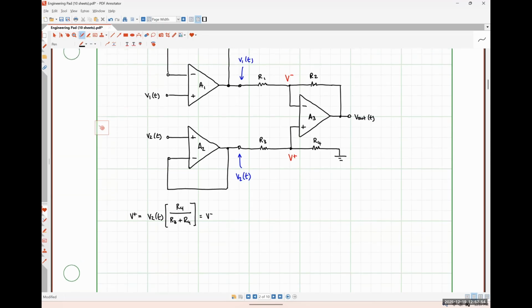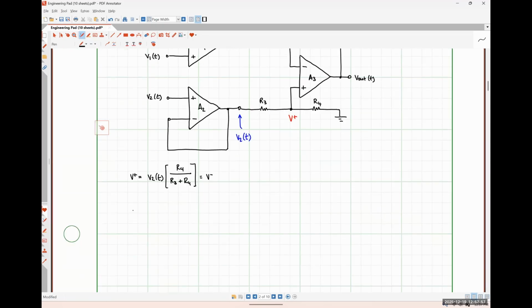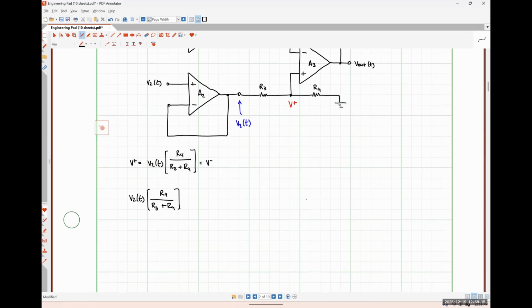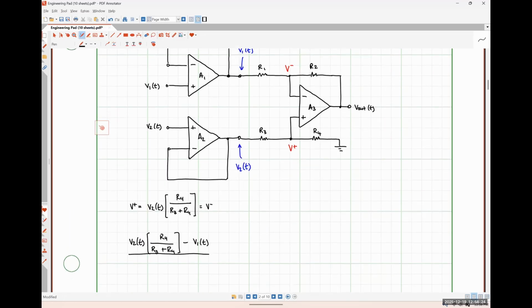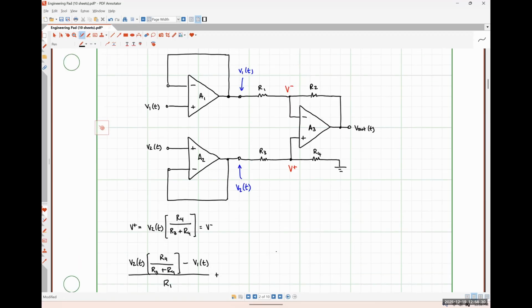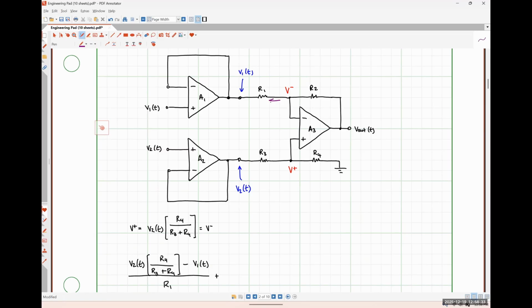So that means I would have V minus, so I'm going to write that thing out again. V2 as a function of time multiplied by R4 over R3 plus R4, minus V1, all divided by R1. So that's the current flowing to the left through here. Everybody okay with that?